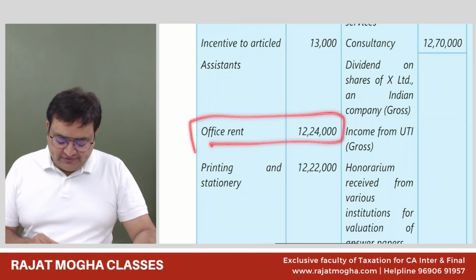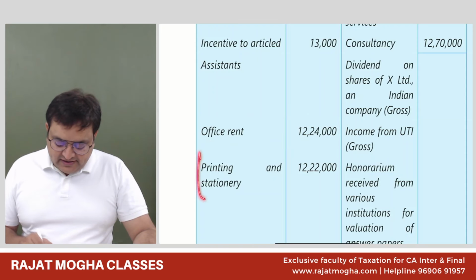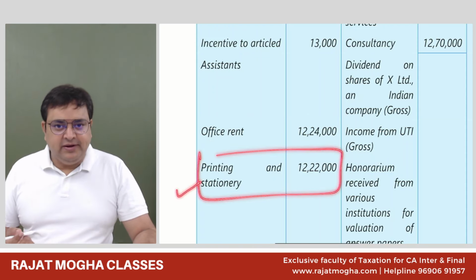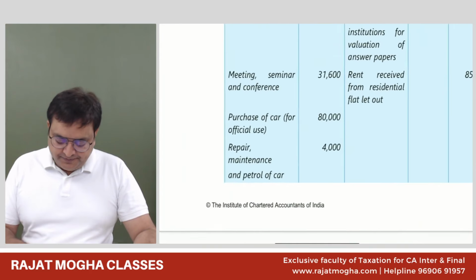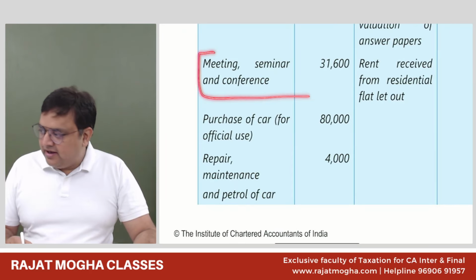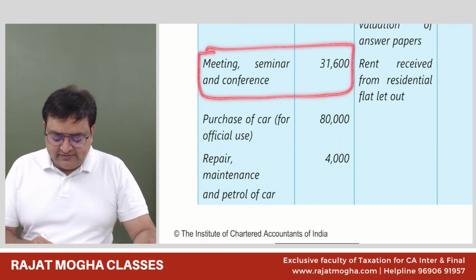They are saying it's office rent. Okay, allowed. Printing and stationery. Again, it will be allowed. Normal business expenses. Meeting, seminar, and conferences expenses. We are okay with it.